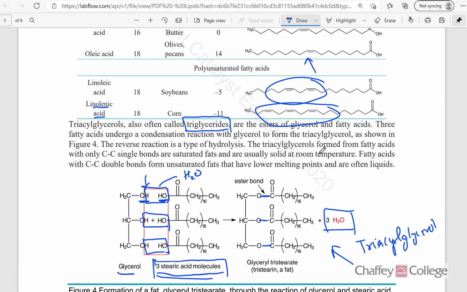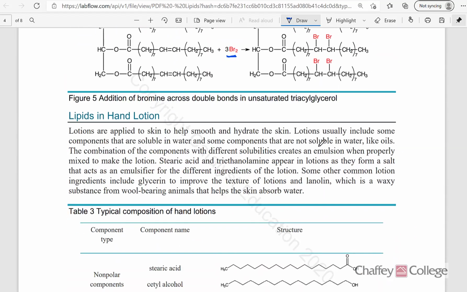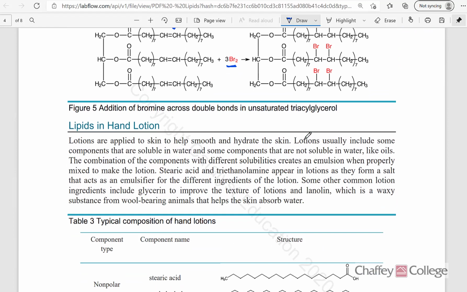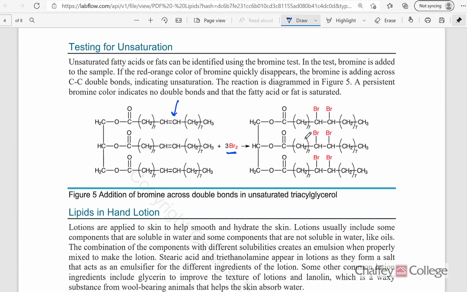So any fatty acid or any triacylglycerol which contains a double bond will react with bromine to give an addition reaction. So in addition reaction, the double bond will break. So as you can see, the double bond here breaks, and instead 2 bromine atoms will be added wherever the double bond is broken.